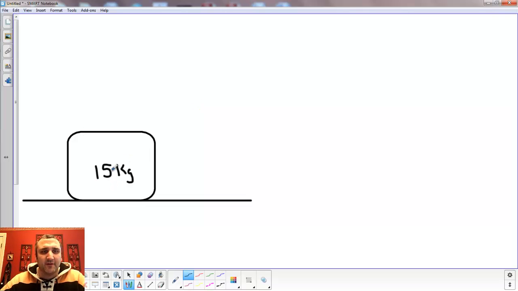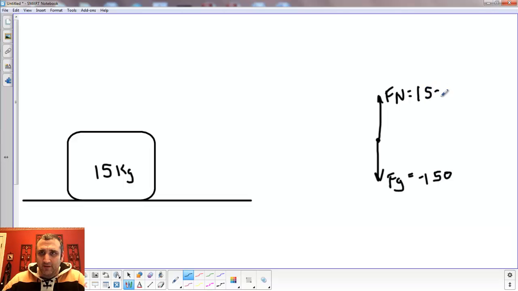Second one, we've got a 15 kilogram book resting on a table. So once again, anytime we start a free body diagram, you always start with a dot. And our forces are gravity. And this time we've got a surface. We've got either a floor or a table or a wall. Those are our three typical surfaces that we deal with. And those surfaces make normal force. So all we have to do is figure out what the gravity is and what the normal is. 15 times 10 is going to be 150 because gravity is going down. And the normal force is going to be positive 150 going up.